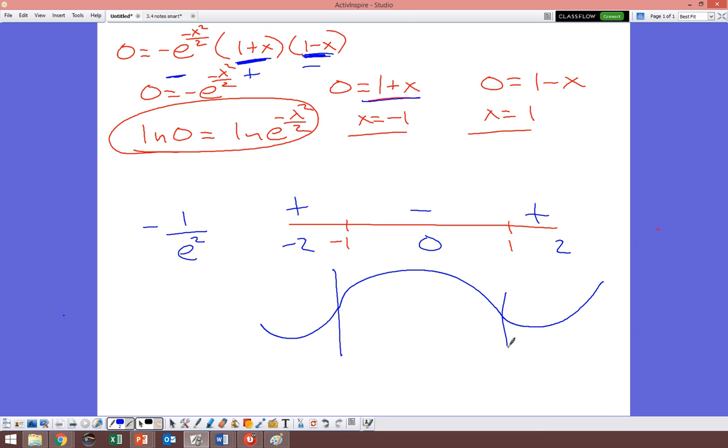Because somewhere in here, from my graph, it's going to change concavity. So if I were to do my first derivative, I would have a 0 slope somewhere in here, somewhere over here, or maybe even somewhere over here. So I know I have a definite one right in here. I have a definite one in the middle.